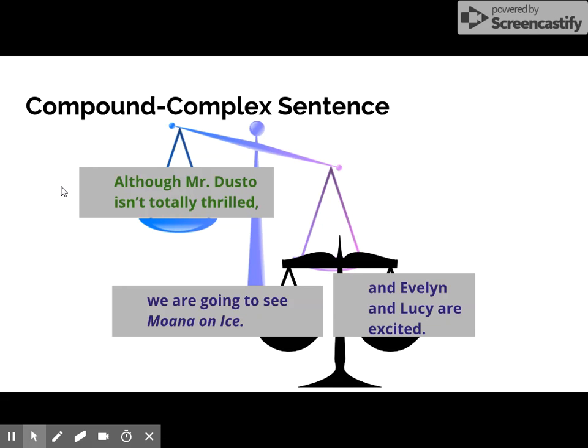opening our sentence, although Mr. Desto isn't totally thrilled. Now, my husband might argue that that's a really relevant piece of information. However, I think he's outnumbered in that the four of us will be going to Moana on ice, even if he isn't totally thrilled. And I have to imagine by the end of it, he'll at least be excited to see how excited the girls are. So that's what a compound complex sentence looks like.